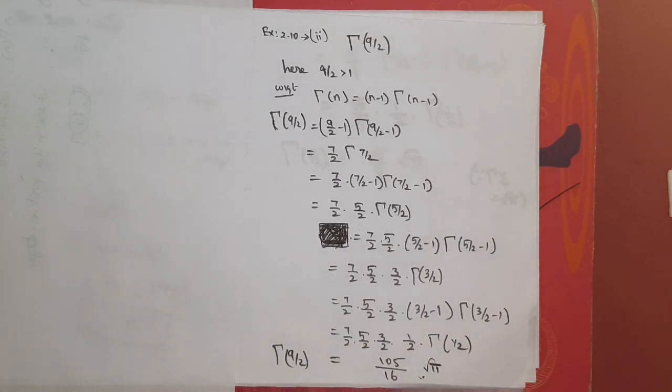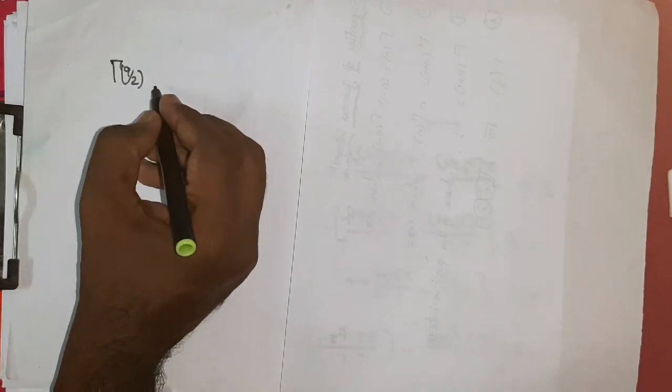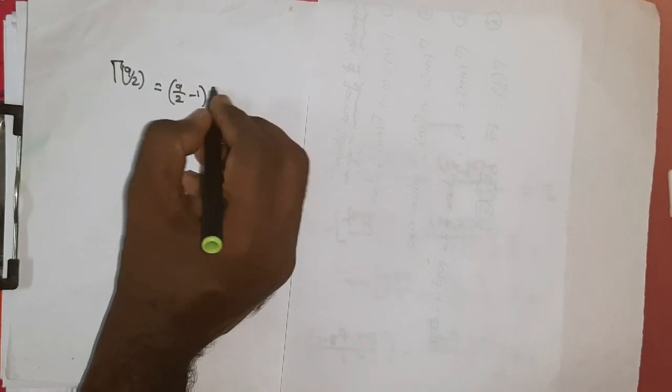But there is a simple trick also to do it, in the easiest way. So that is this. Just listen. Now just see how I am going to do this for the same sum but in an easy method. So gamma of 9 by 2. Using the same formula, 9 by 2 minus 1, gamma of 9 by 2 minus 1.